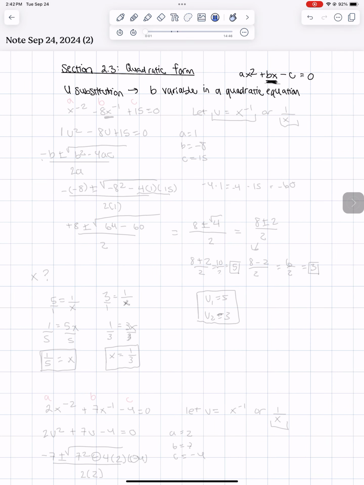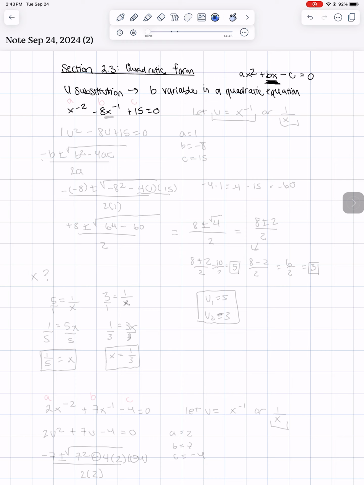So this is section 2.3, quadratic form, and we're looking at u substitution. U substitution is where the u in our quadratic setup is being replaced by the u. So let's do an example. We have x to the minus 2 minus 8x to the minus 1 plus 15 equals 0.